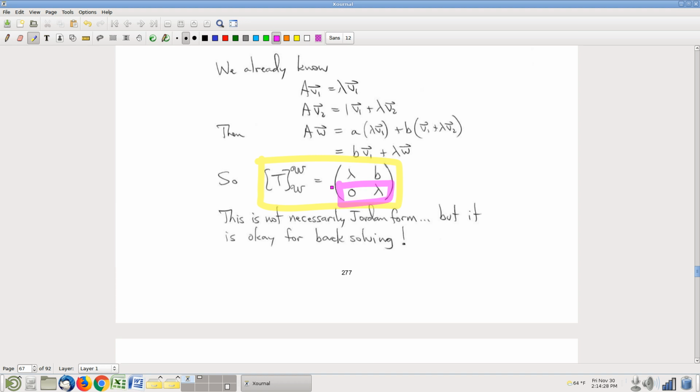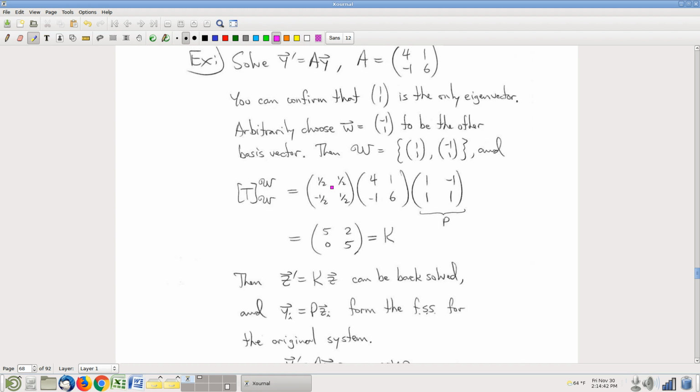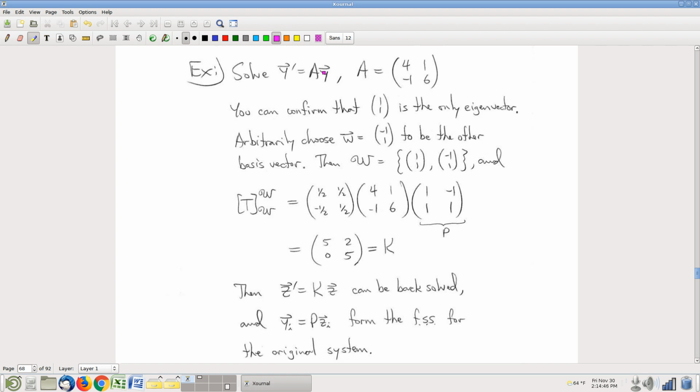Right? That second row, the last equation then, is solvable. So yeah, sure, it's not Jordan form, but who needs it? This is still totally back solvable, just like a couple pages back. And so, for example, let's look at this example. Suppose you want to do this. The matrix is not diagonalizable.